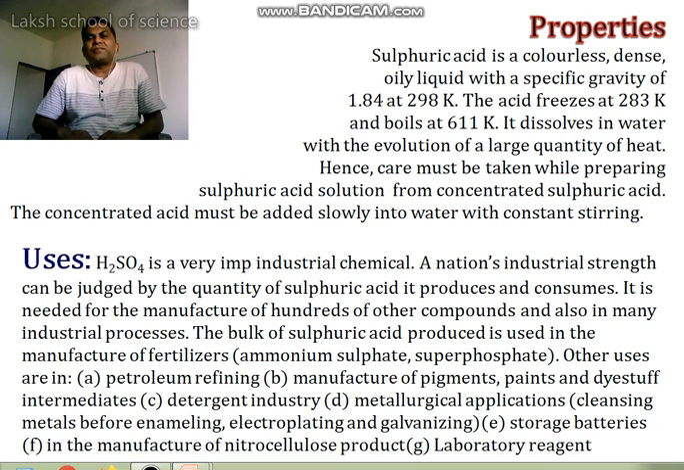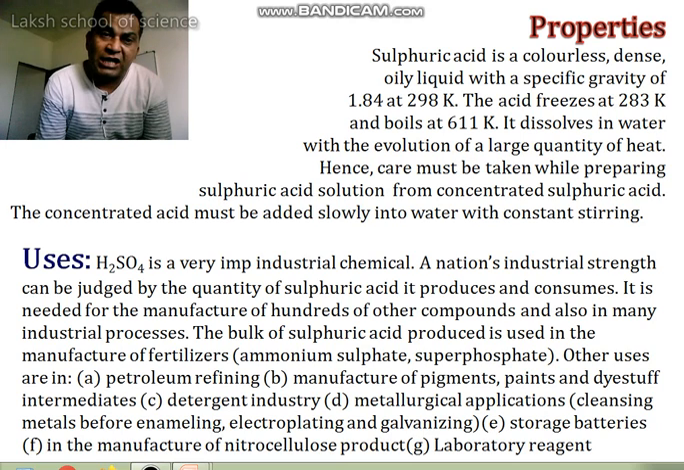So what do dye stuff intermediates mean? They are the basic materials for making all the colors. That's why sulfuric acid is important stuff for this.